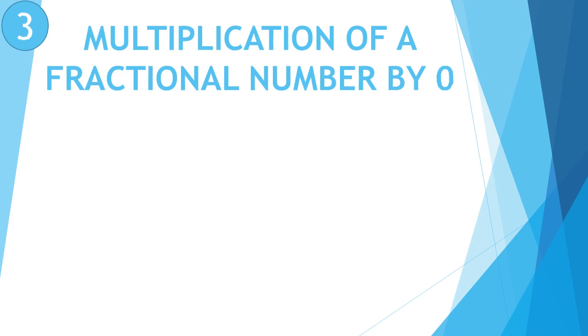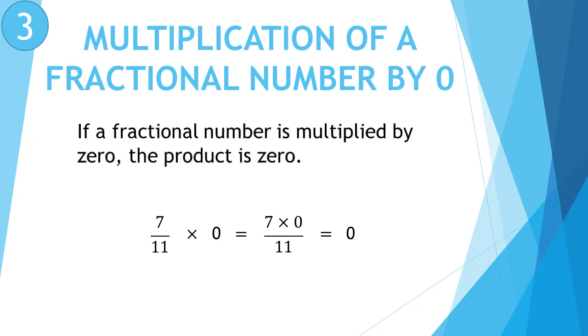Property number 3. Multiplication of a fractional number by 0. What is the value of 7 upon 11 multiplied by 0? Let's check. Do the multiplication. 7 multiplied by 0 upon 11. 7 zeros are 0 upon 11 and 0 divided by any digit, the answer is 0. So what you observe? If a fractional number is multiplied by 0, the product is 0.